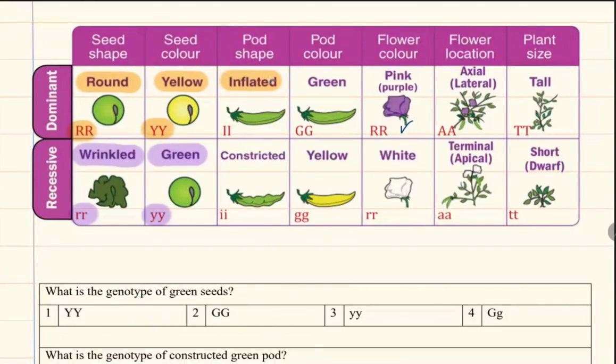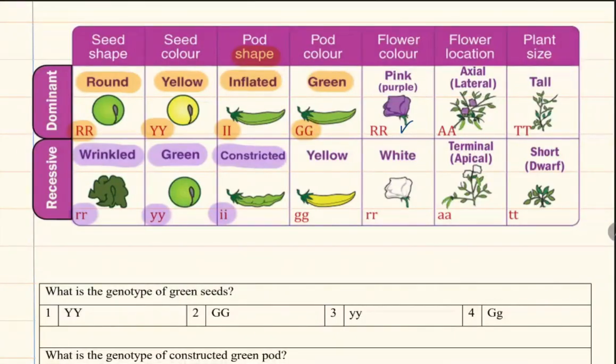If we speak about the seed pod, inflated is dominant, I capital. But if we have constricted, that is going to be I small. If we have green pod, that's going to be G capital.